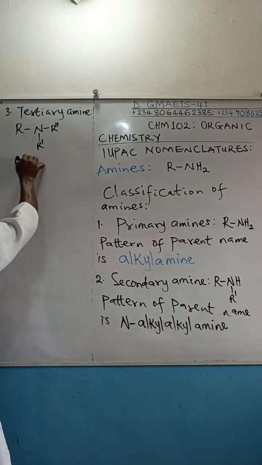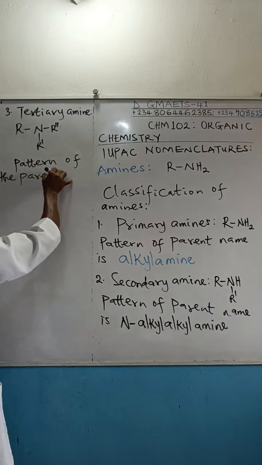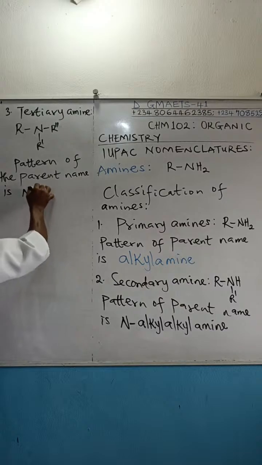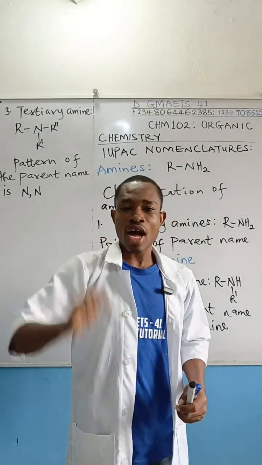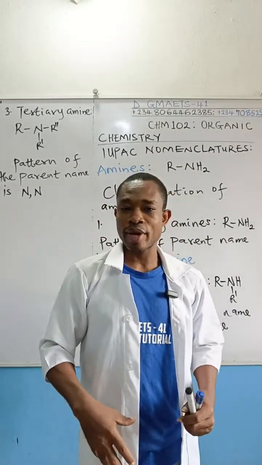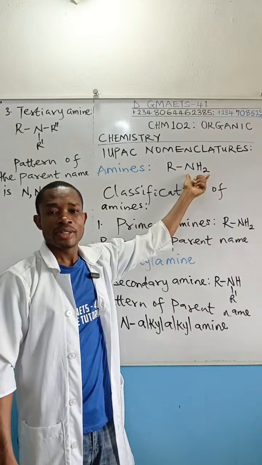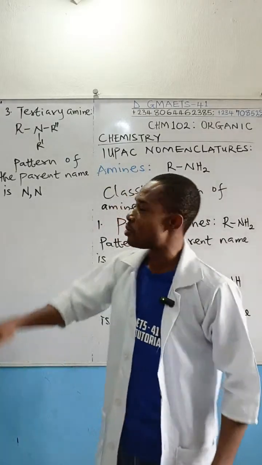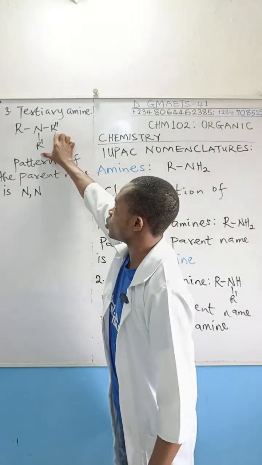So the pattern of the parent name is N,N. What is the meaning of this? That N,N means that on that nitrogen atom, there is a double attachment. There is a double replacement. Of course, you know that in the amine group, that nitrogen has two hydrogens directly attached to it. Now, the two hydrogens have been replaced with alkyl groups. Are you getting me right? Good.